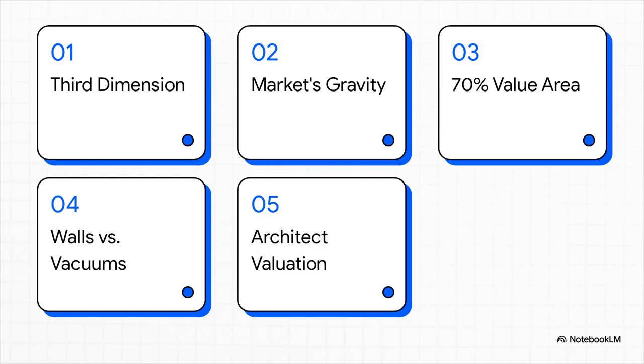Here's the blueprint for today's masterclass. First, we'll uncover the missing third dimension. Then, we'll locate POC, the market's gravity. Third, we're going to define the 70% value area. Fourth, we'll learn to tactically navigate walls versus vacuums. And finally, we'll pull it all together with the architect's valuation. Let's get straight to work.